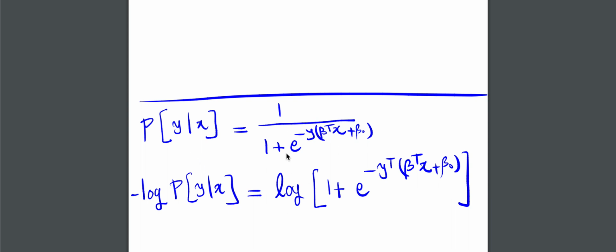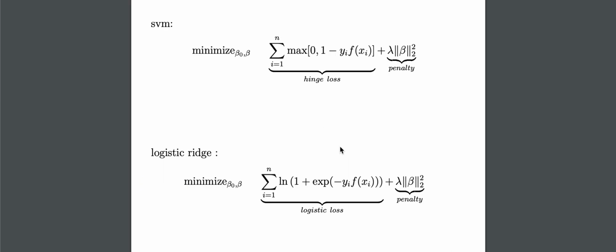And if you take the log of this, you get log of 1 plus e to the power of negative... There is no, this transpose shouldn't be here. Y is 1 and negative 1, so the transpose here is irrelevant. So just ignore this. Let me just correct that here. So you have negative y times beta transpose x plus beta 0. So this is a cost function per observation, for one observation. This is our loss function, which is the same as we have here.